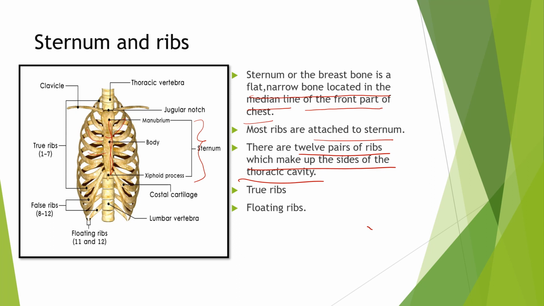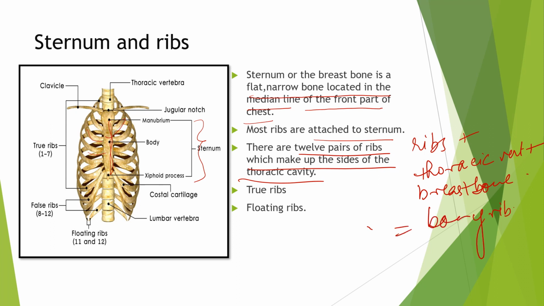Now the ribs, along with the breastbone and the thoracic vertebrae, form the bony rib cage. So what is the bony rib cage formed of? The ribs with the breastbone and the thoracic vertebrae. So the ribs plus the thoracic vertebrae plus the breastbone. These three combine together to form the bony rib cage.